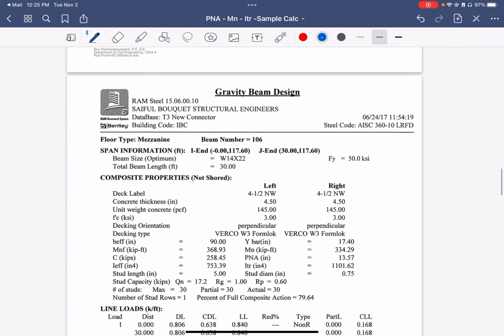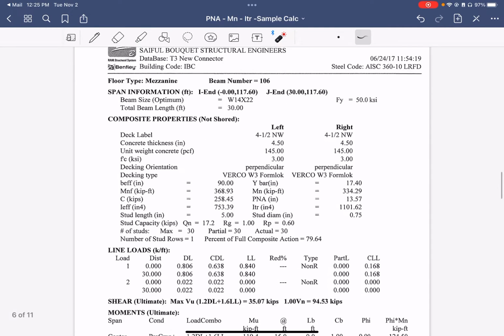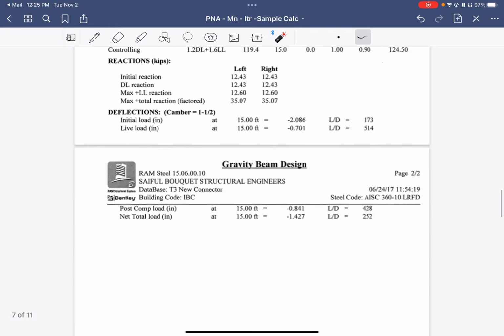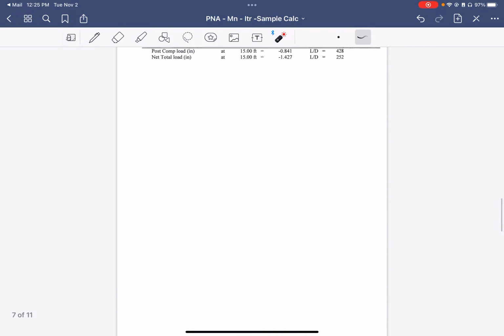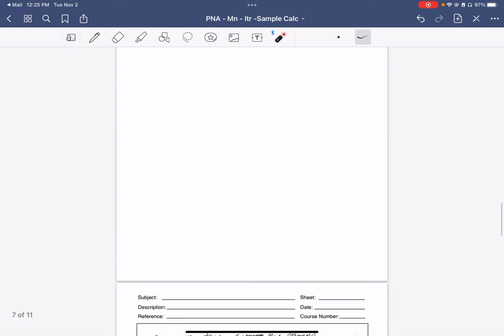All right, so this is kind of a RAM output of what we're going to be doing. Just note that in this case, we're doing normal weight concrete. The concrete thickness above is 4.5 inches. They've got all this different information, and we're going to be attempting to go over these things. The second page is talking about deflection and all that.